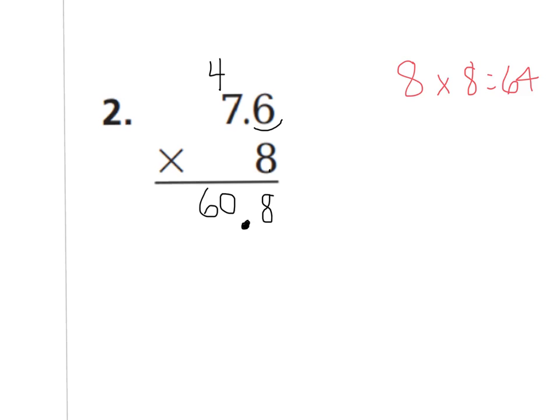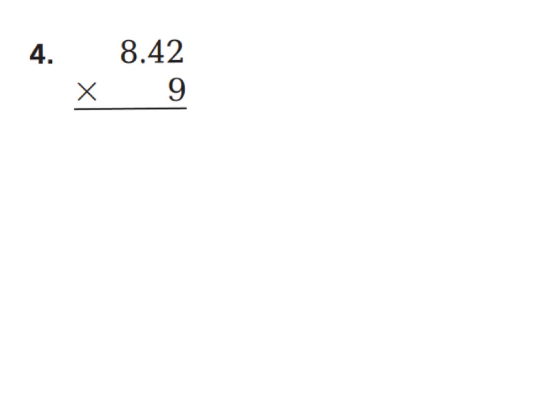Let's move on. Let's take a look at question number 4. Number 4 says 8 42 hundredths times 9. So looking at our factor, we know it goes to my hundredths place. So my product should have hundredths in the answer. Let's begin by multiplying our hundredths. I have 9 times 2 hundredths is 18 hundredths. Remember, you can regroup and make one group of a tenth and have 8 hundredths left over.